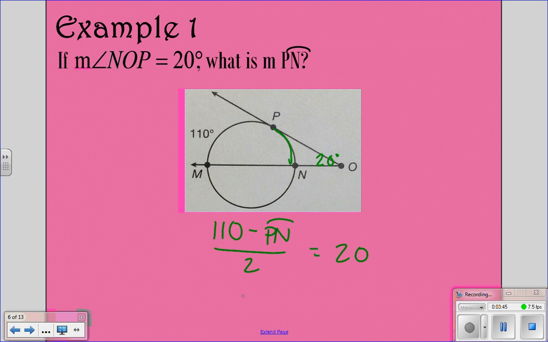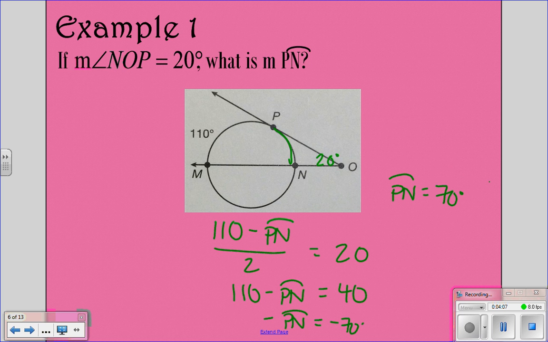So we can multiply both sides by 2, and we'll have 110 minus arc PN equals 40. And so if you subtract 110, you'll have negative arc PN equals -70. So that means that arc PN will equal a positive 70 degrees. And so that would be your answer for that question.